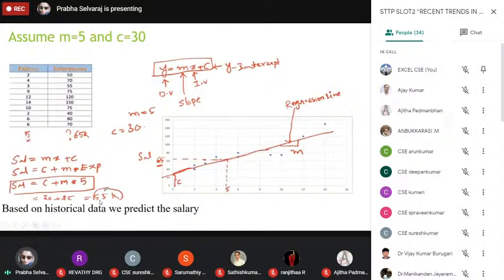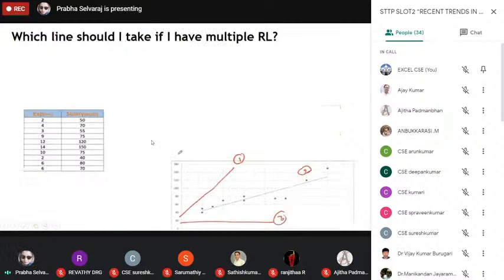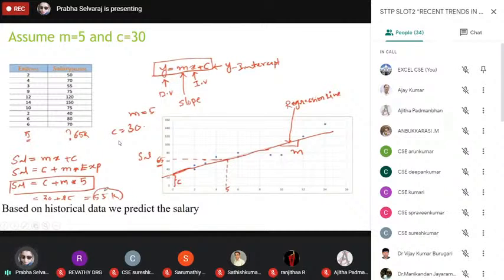How are you able to do it? Based on the historical data. Based on the data we have, we are going to train the model and find out the salary. Now, how will we find out the value for beta naught and the value for beta 1? Which line should I draw? I cannot draw only one line like this and say that this is the best line. I have to find out which line is the best line.